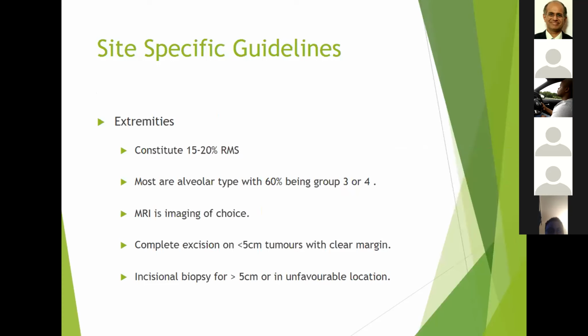Your extremity tumors constitute about 15 to 20%, which is mostly alveolar, and these usually affect older children. MRI is the investigation of choice, as we mentioned before. If the lesion is less than 5 centimeters, you can do a complete excision with a clear margin. But if it's in an unfavorable position and it's a large mass, then you can do an incisional biopsy.